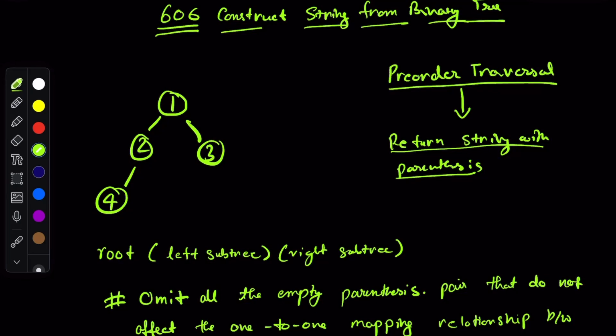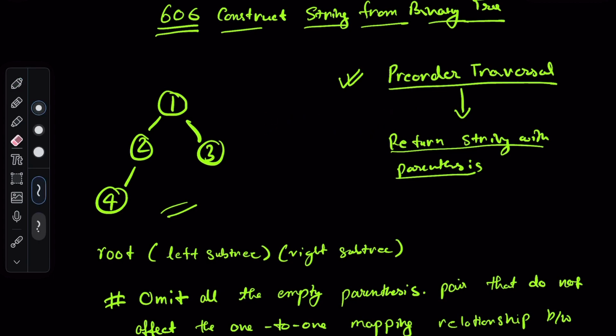Okay, today we will look at problem 606, construct string from binary tree. We are given a binary tree as we can see here. What is asked in the question is to do a pre-order traversal. I hope you know what pre-order traversal is. It is basically you print root, then left subtree, then right subtree in this order.